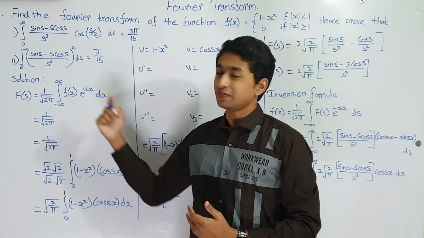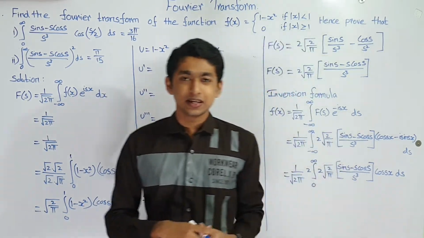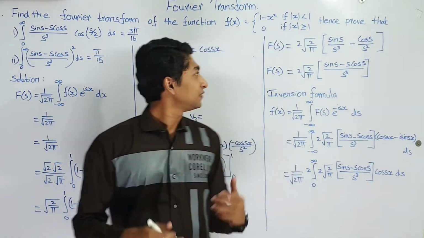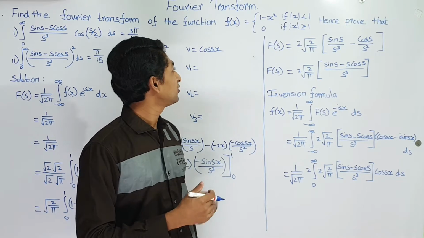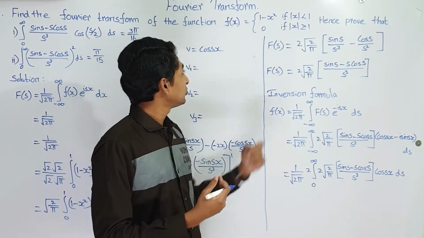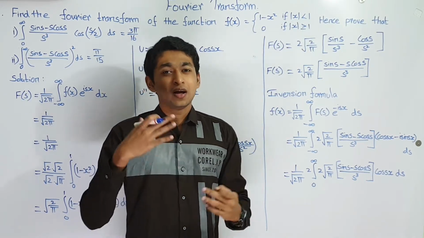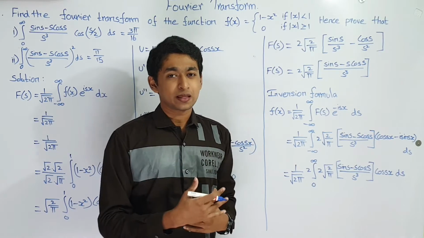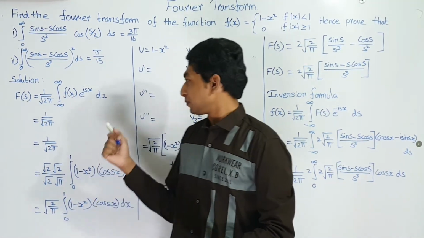Now we apply the given f of x here. The given f of x is 1 minus x square. And the limits: modulus of x less than 1 is given, so the limits are from minus 1 to 1. So that is what we are going to apply here.